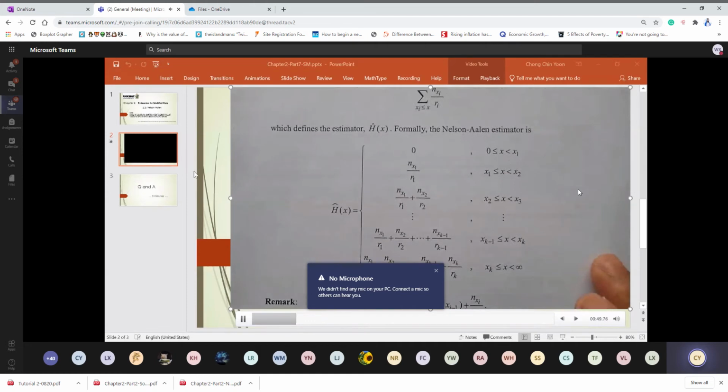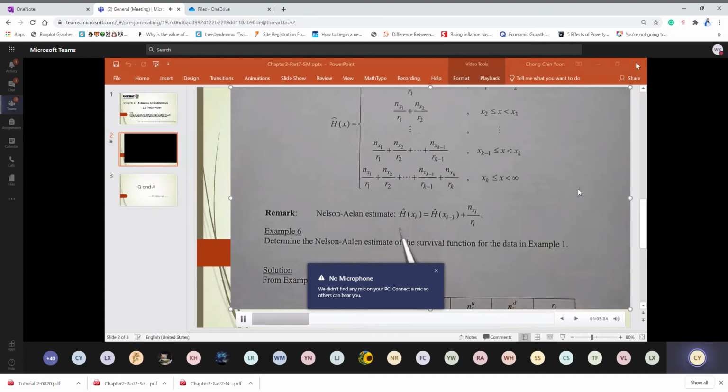So if you look at these piecewise functions of the cumulative hazard rate function, that is in terms of summation, which is different from the Kaplan-Meier. And also the Nelson-Aalen has the recursive formula, that is this.